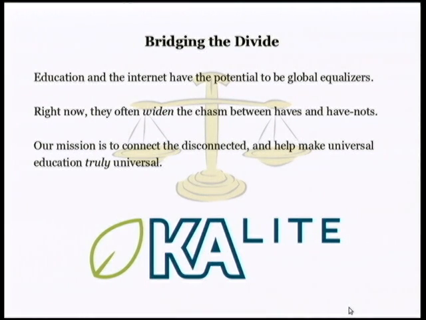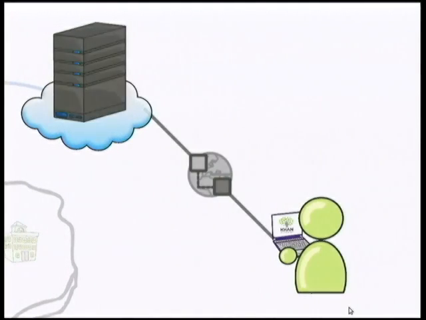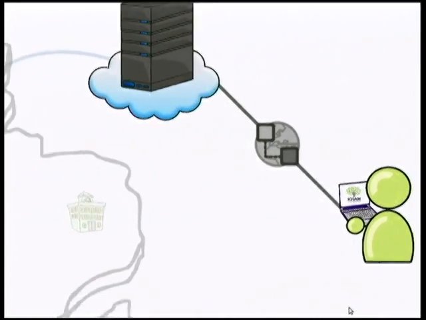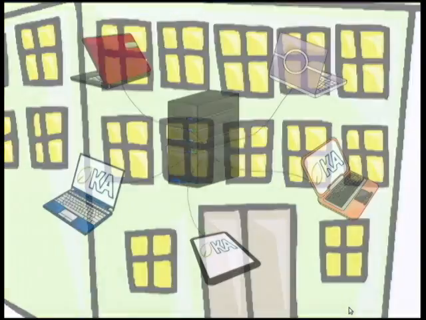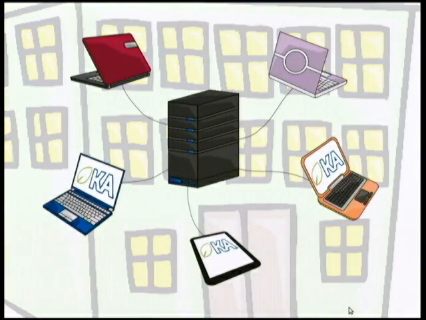So our goal is to bridge this divide and reach these disconnected populations and make universal education truly universal with this project, KA Lite, to take Khan Academy content and serve it offline from a local server. Khan Academy runs in the cloud, on Google App Engine. It's difficult to port that to a local platform that could run in a classroom. But if we have a lightweight platform like we've built, we can run it on a server in a classroom in an area with no internet, and students can access it from a local device.